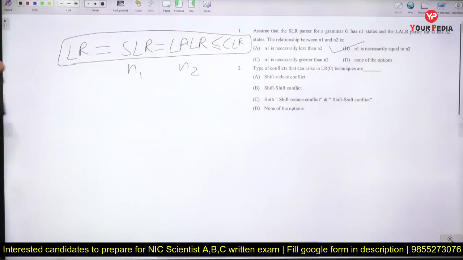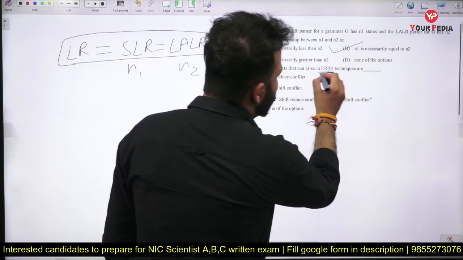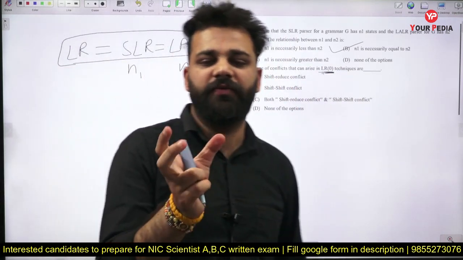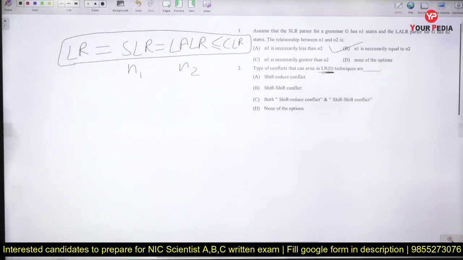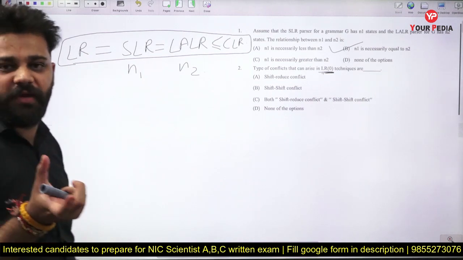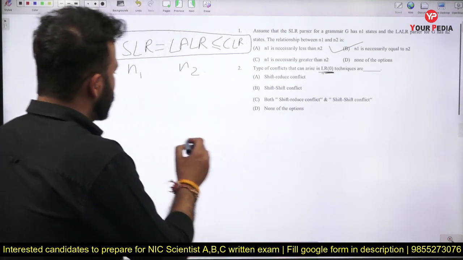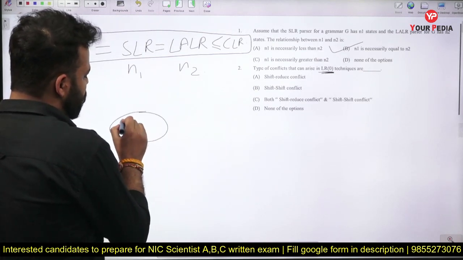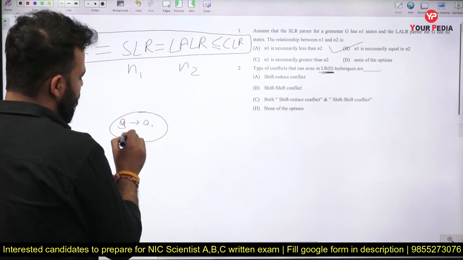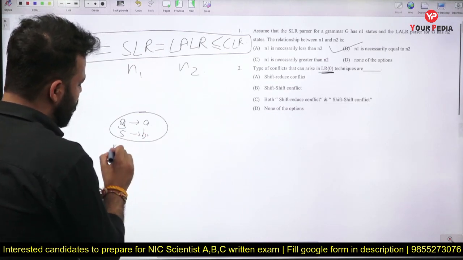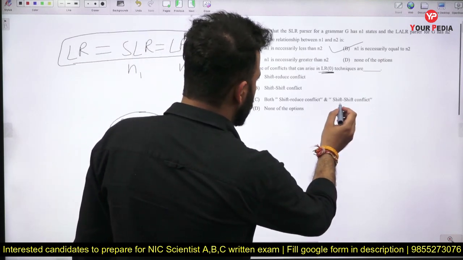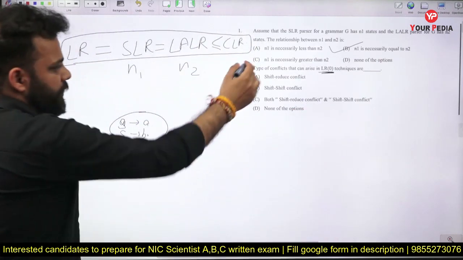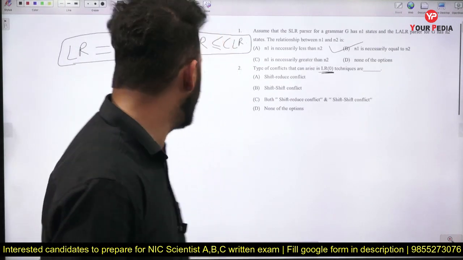Now next is, the type of conflict that arises in LR0 techniques. Now LR0, when you make the table for it, the diagram that you make is a DFA. It will behave like a DFA. So when there are two reduce moves, S to A, S to B, then there is a reduce conflict here, RR conflict. It is not mentioned here, but it is the type of conflict that we face there.